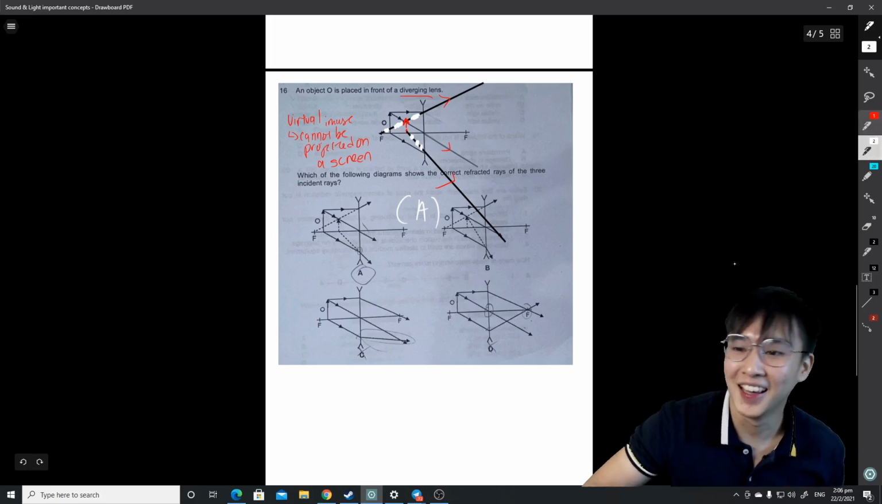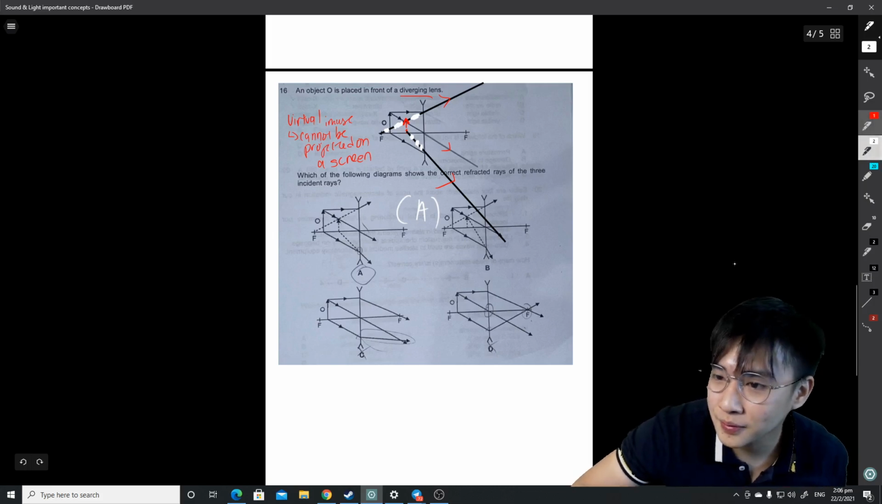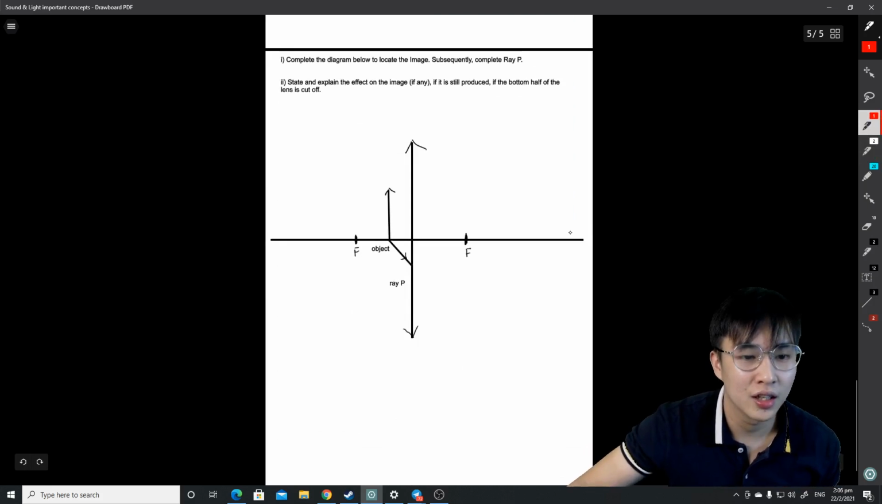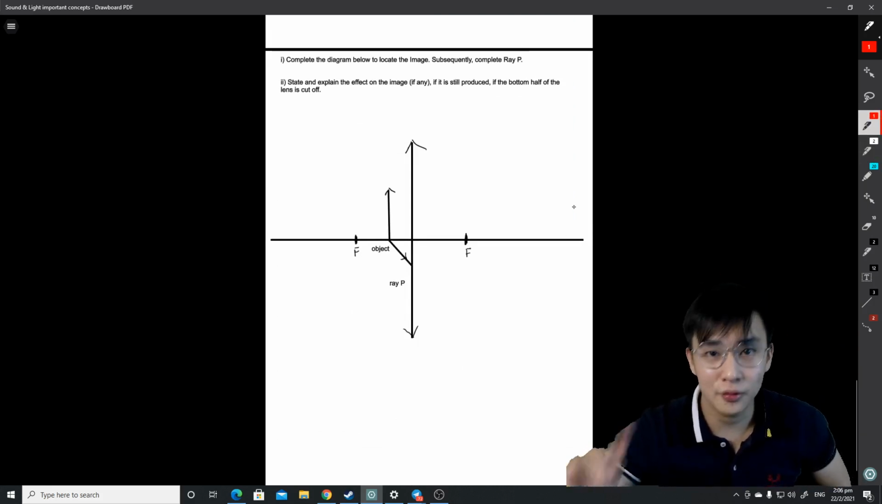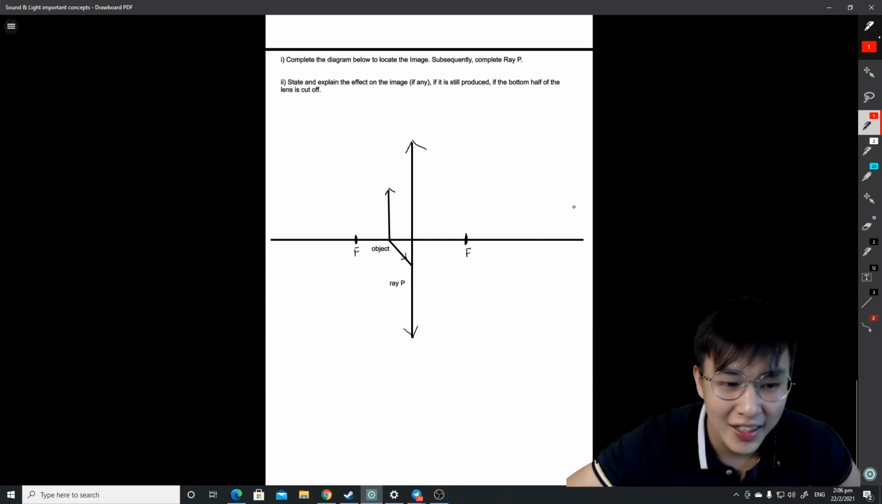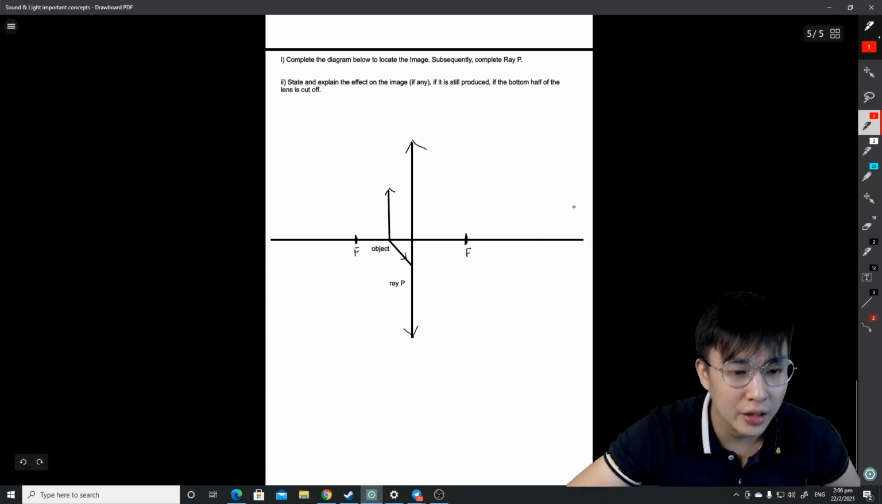Now let me move on to the last question for the day. This is a revision. Please do your best, get an A, and make sure you do it right. Here, this is my object. They want you to complete this diagram.